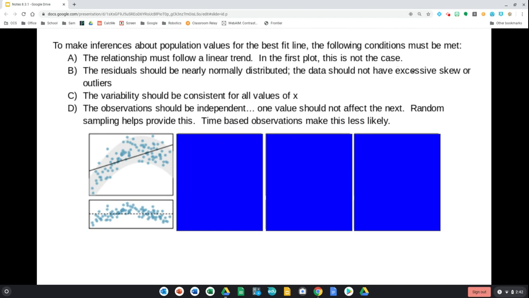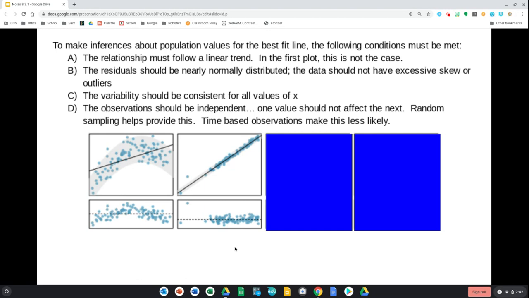So we want to make sure that we don't have excessive skew, or outliers in that. So here's an example where we would have that. Notice most of these residuals are pretty close to the center, but we have one that's really an outlier. We've got one that's way down here from our data point. So we've got some outliers going on there. So that would also be a case where we would not want to do this inference we're going to talk about.